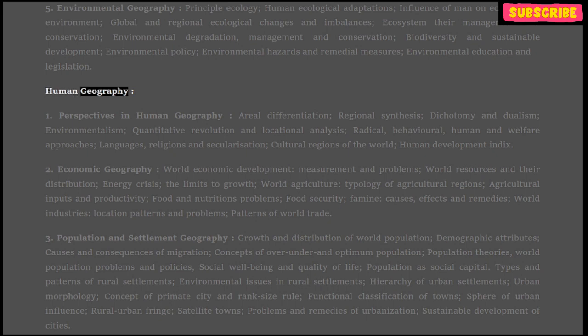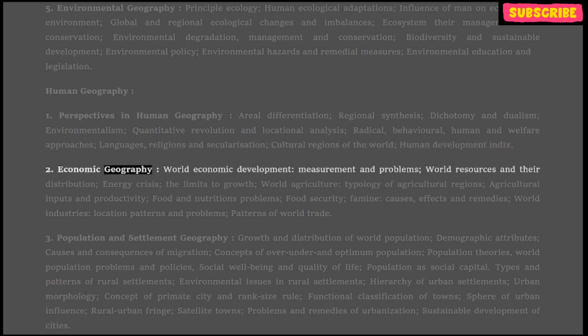Human geography. 1. Perspectives in human geography. Areal differentiation, regional synthesis, dichotomy and dualism, environmentalism, quantitative revolution and locational analysis, radical, behavioral, humanistic and welfare approaches, languages, religions and secularization, cultural regions of the world, Human Development Index.